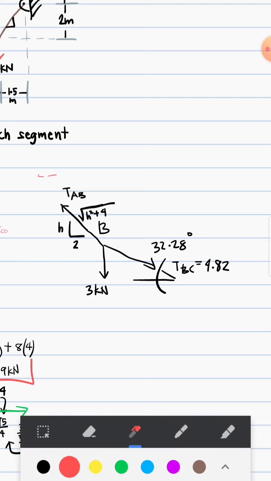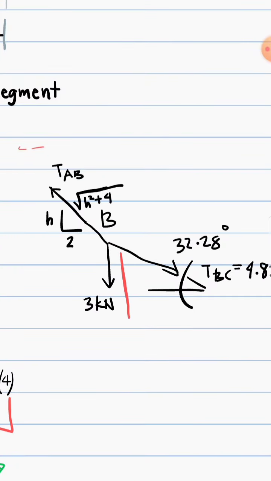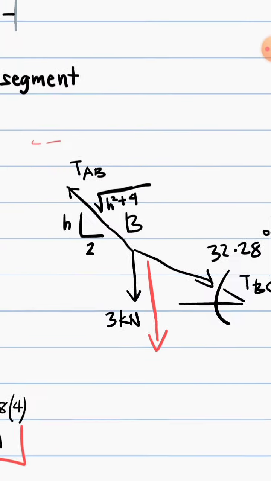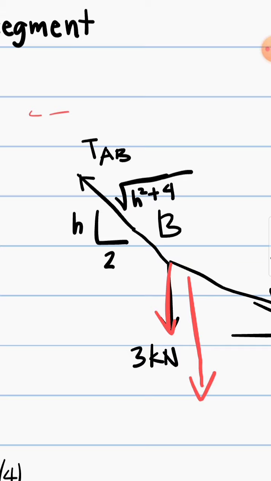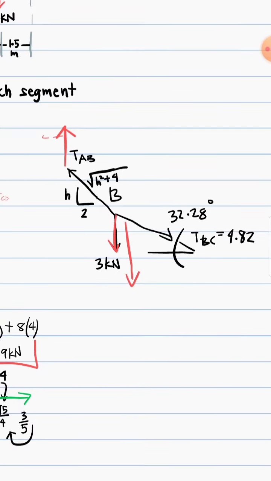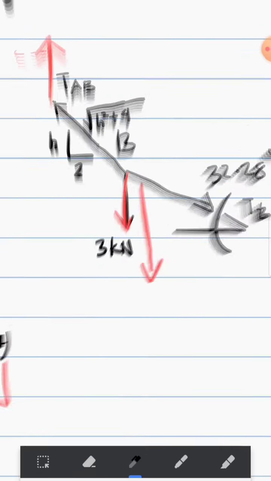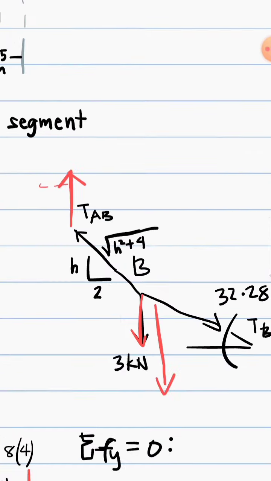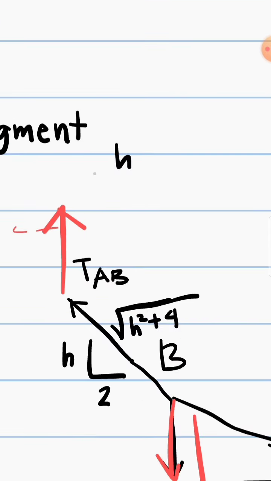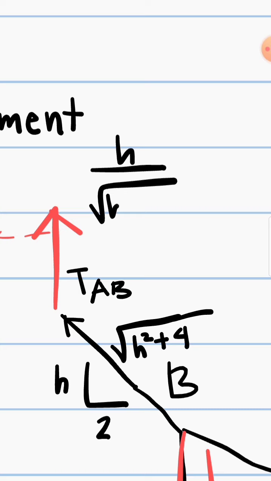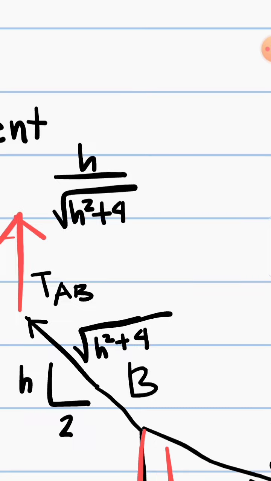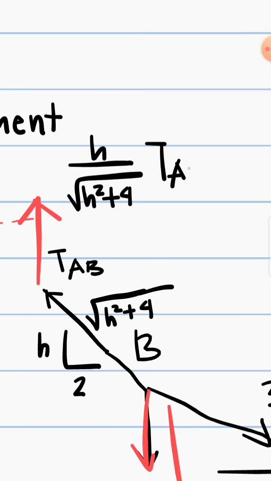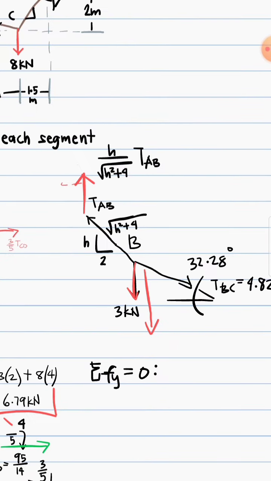So, what components do we have here? Vertical, this 3, and also the vertical. They are the same, right, in the forces in the Y. Sum of the forces in the Y direction equals 0. So, how much is this? So, that's this vertical: H over square root of H squared plus 4 times tension AB. That's the magnitude first.